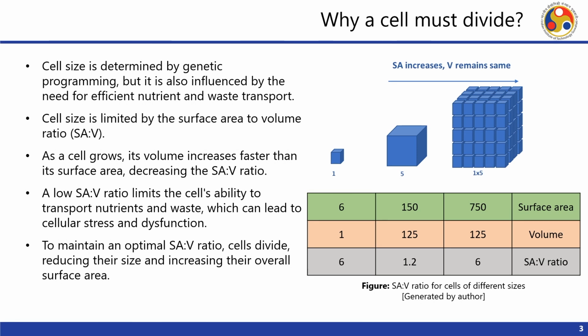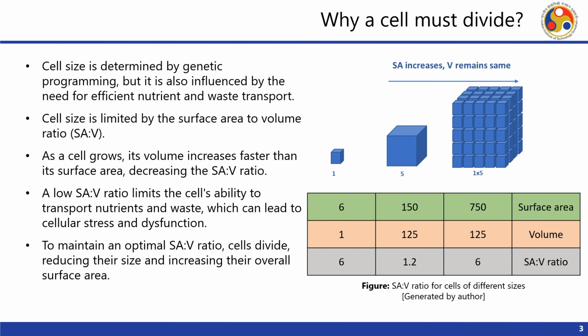Cell size is limited by the surface area to volume ratio, which we were discussing just now. As a cell grows, its volume increases faster than its surface area, decreasing the SA to volume ratio. A low surface area to volume ratio will limit the cell's ability to transport nutrients and waste, which can lead to cellular stress and dysfunction.